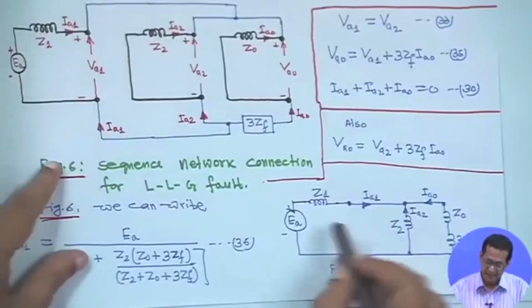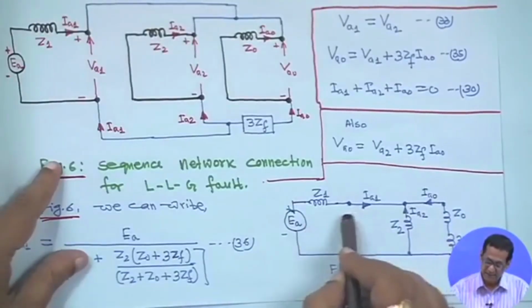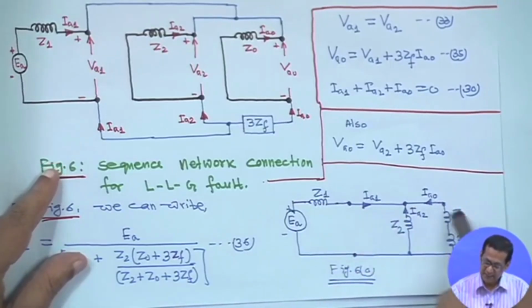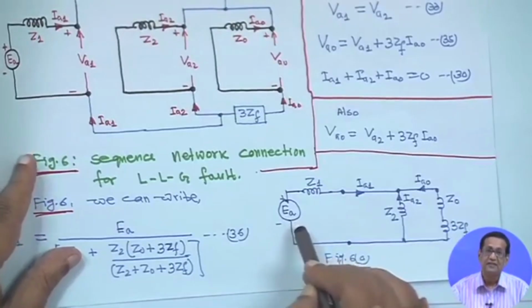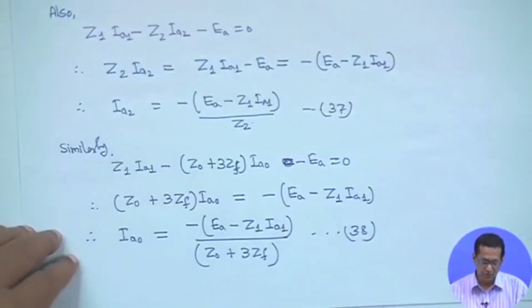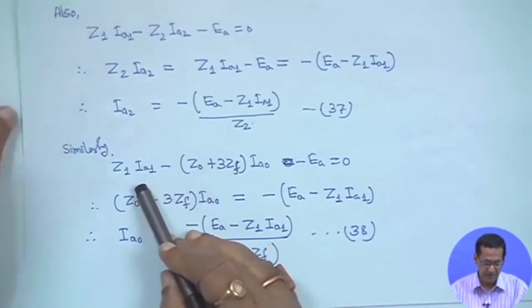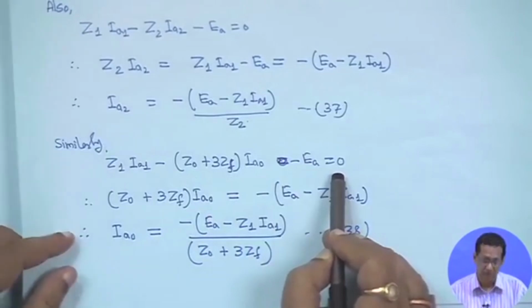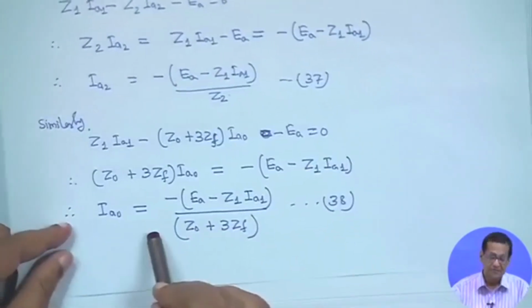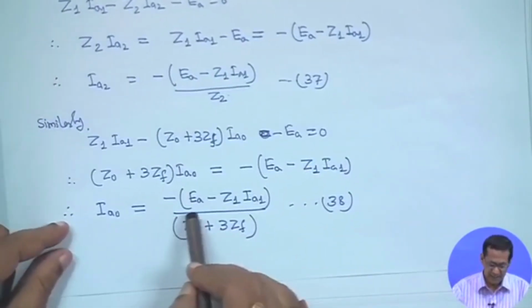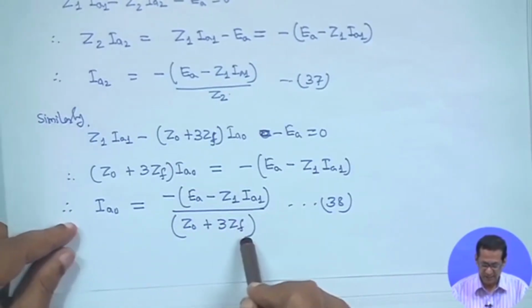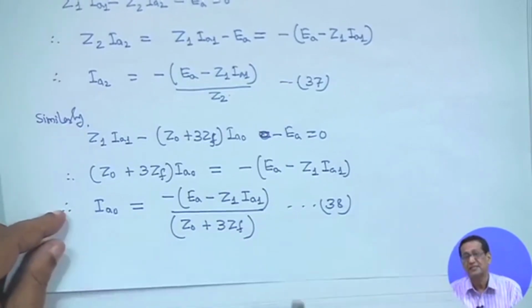Similarly, in this circuit again, applying KVL in the second loop, Z1 IA1 minus IA0 into Z0 plus 3ZF minus EA is equal to 0. Same I am writing: Z1 IA1 minus Z0 plus 3ZF into IA0 minus EA is equal to 0. Upon simplification, IA0 will be minus in bracket EA minus Z1 IA1 divided by Z0 plus 3ZF. This is equation 38.